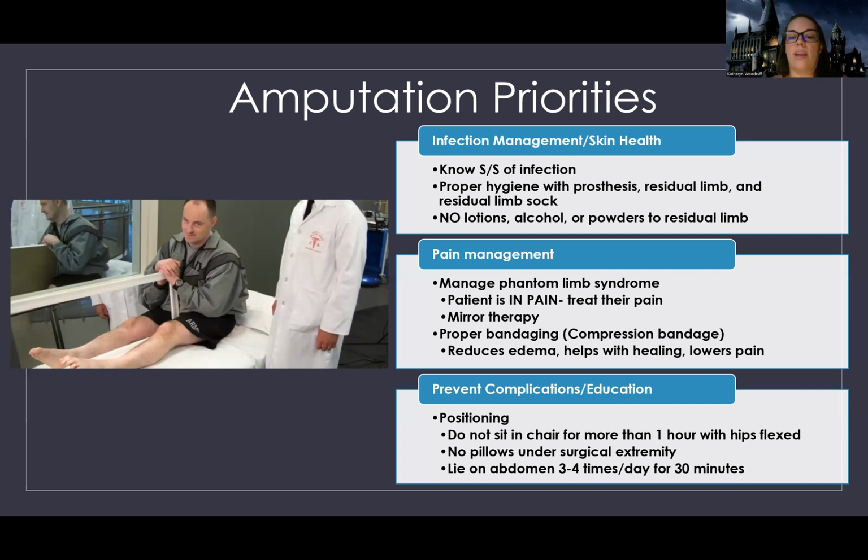They should not sit in the chair for more than an hour. They don't want that hip flexion for that long. And I've never seen this done in real life, but per nursing school world, we love them to be prone. So we like them to lie on their abdomen 3 to 4 times a day for 30 minutes, and that helps to prevent those hip contractures I was just talking about.